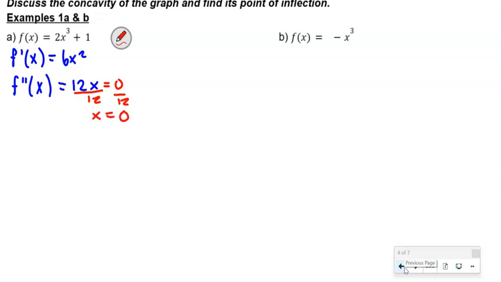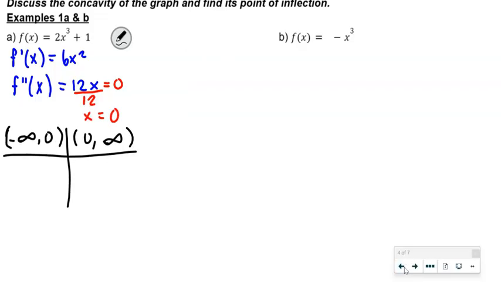So x equals 0. Now we're going to go from negative infinity to 0, and then from 0 to infinity with our little table here, and determine if there's a point of inflection at 0. We pick a value between negative infinity and 0, so negative 1 here, and 1 over here. Plugging those into this equation, negative 12 times negative 1 would be negative 12, and 12 times 1 would be just 12.